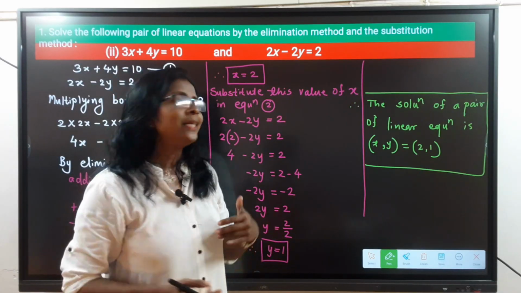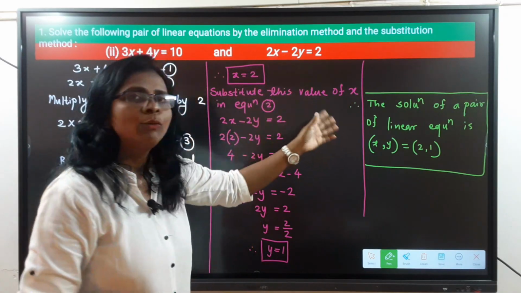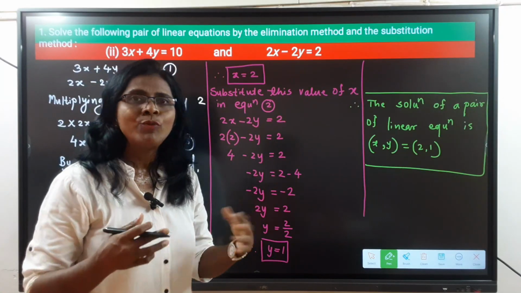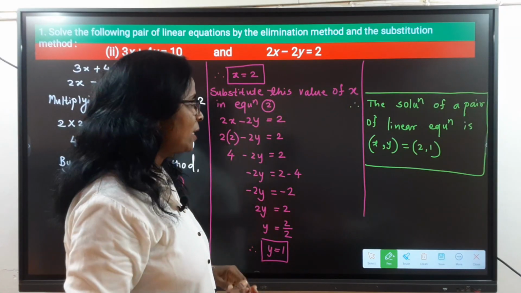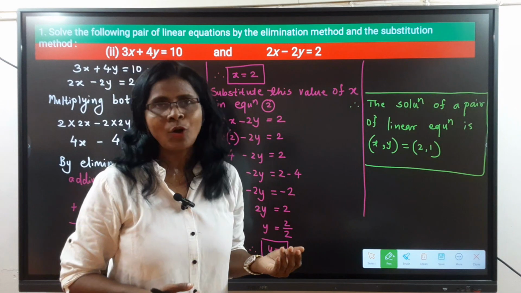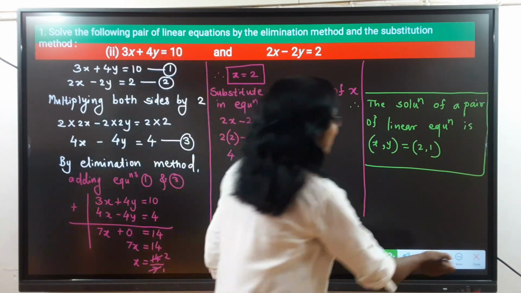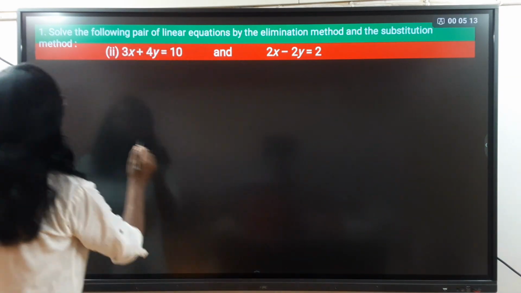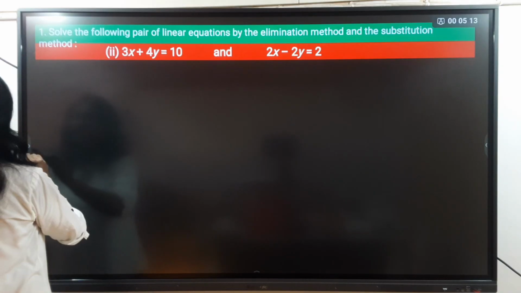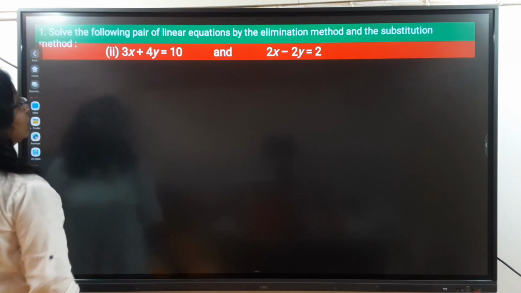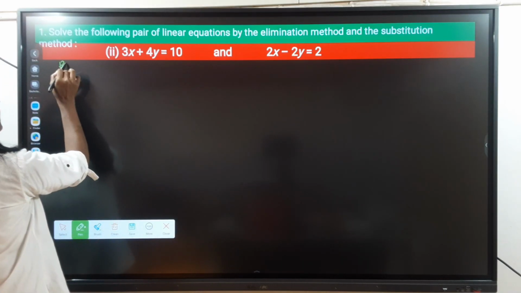Now the next method, that is, by doing the substitution method, we solve it. And we have to verify whether the value of x is equal to 2 and y is equal to 1 comes or not. Okay, so let us see the next method, the substitution method. So here I write, by substitution method.